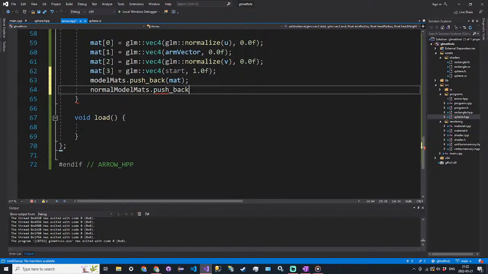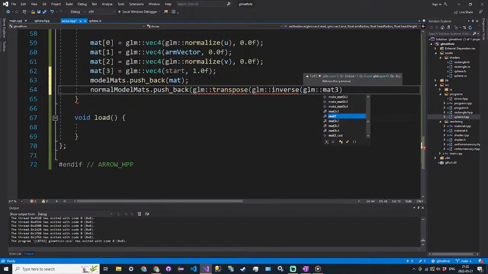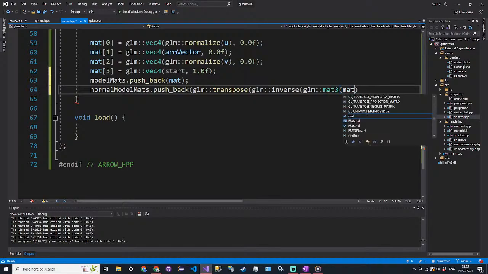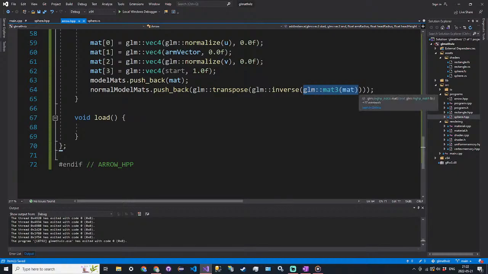So dot pushback. So we take the GLM transpose of the GLM inverse of the 3D matrix of the conversion of mat. So let's look at this calculation. We first convert the 4D matrix into a 3x3 matrix. We just take the upper left 9 entries, then we take the inverse, and then we take the transpose.